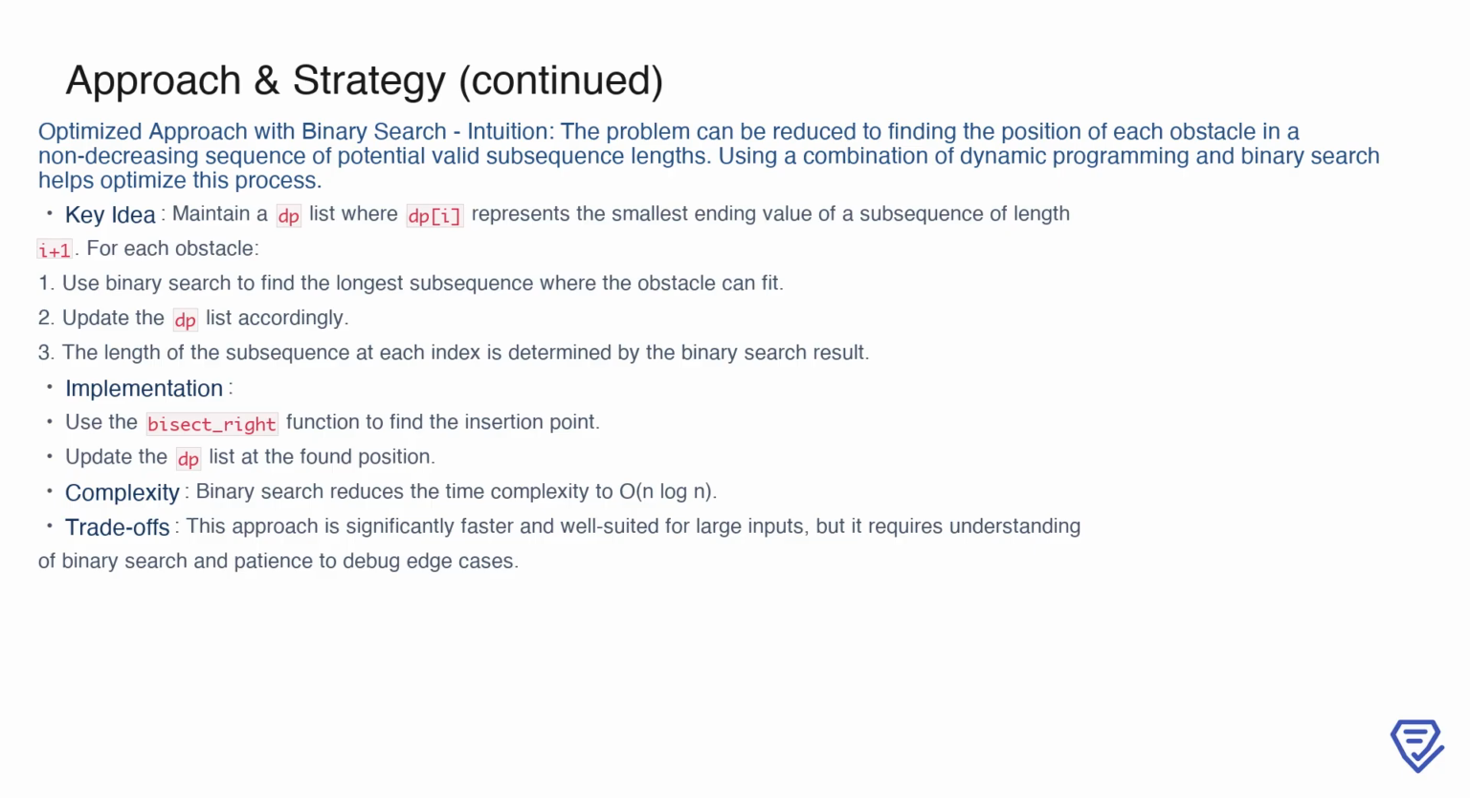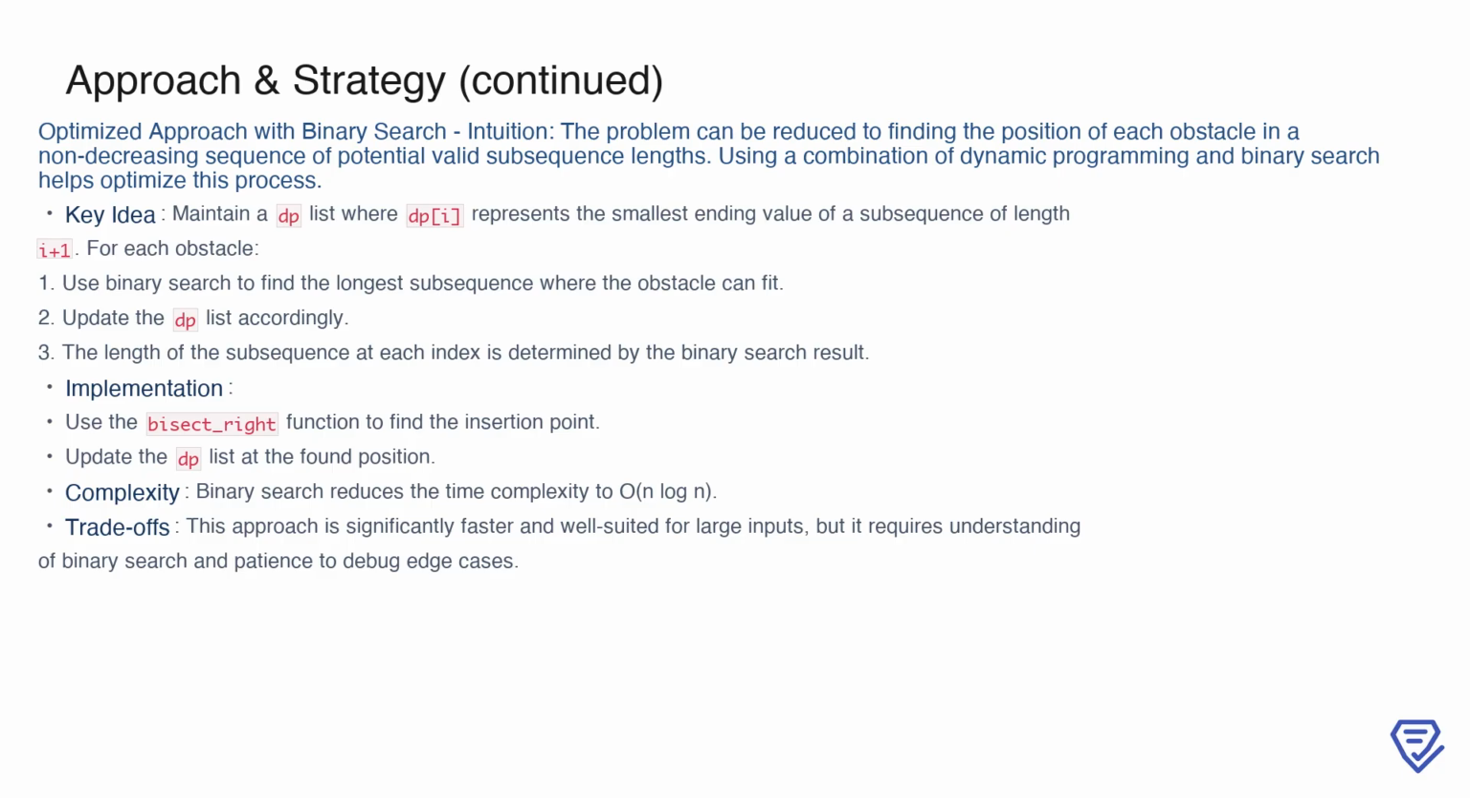For each obstacle, we use the bisect_right function to perform a binary search on the DP list. This tells us the longest subsequence in which the current obstacle can fit. After determining this position, we update the DP list with the obstacle value at the correct index. This approach has a time complexity of O(n log n), thanks to the efficiency of binary search, and it is much faster than the brute force method. While this strategy is highly efficient, it does require a solid understanding of binary search and careful handling of edge cases during implementation.